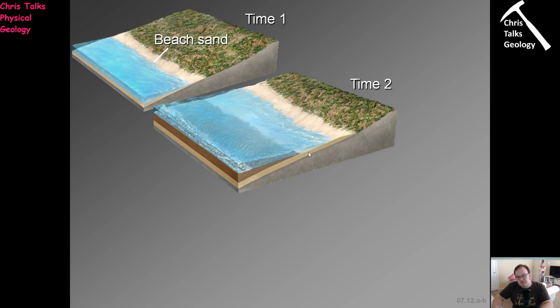So the sand facies have been migrating inland, and now that means the deep water facies, the mud facies which were here, have started to migrate over the top of the sand facies.